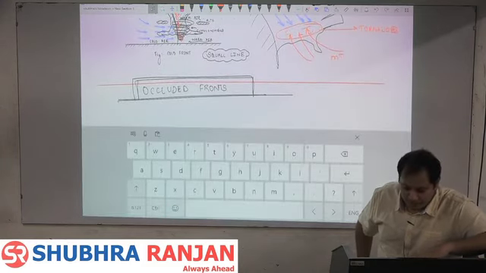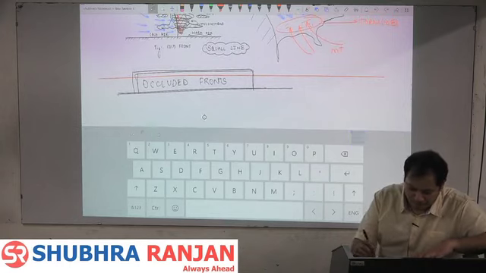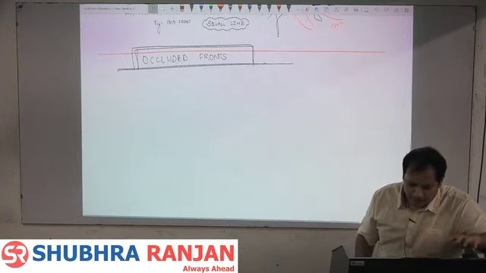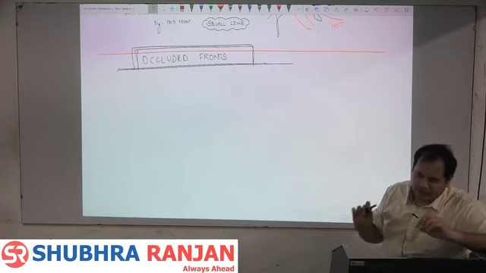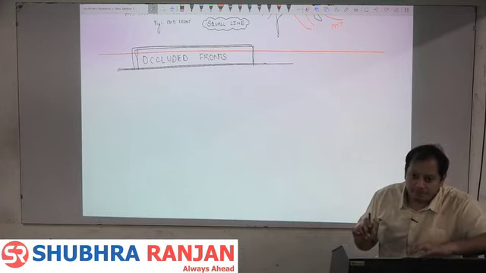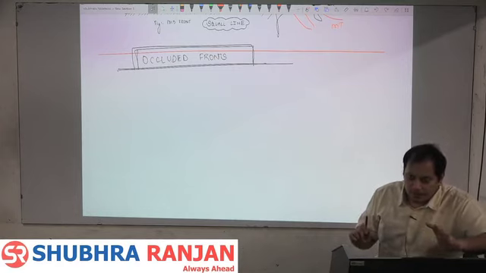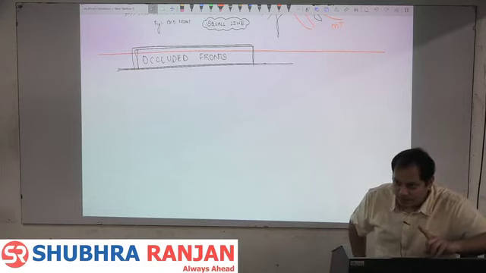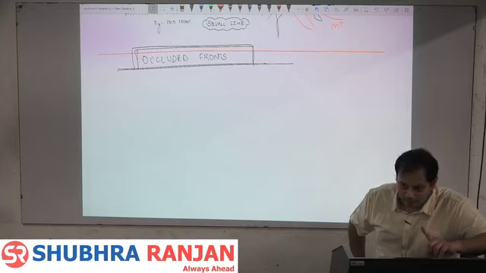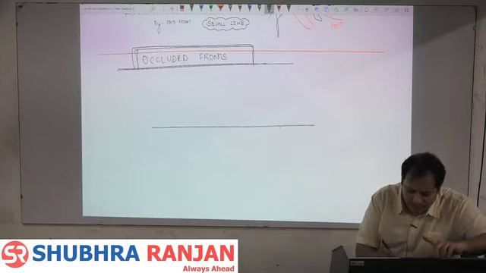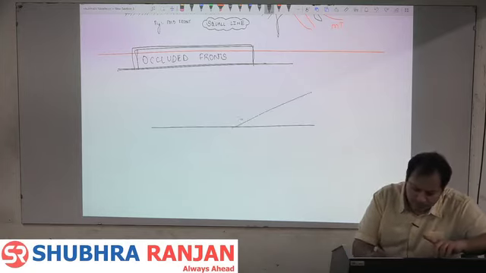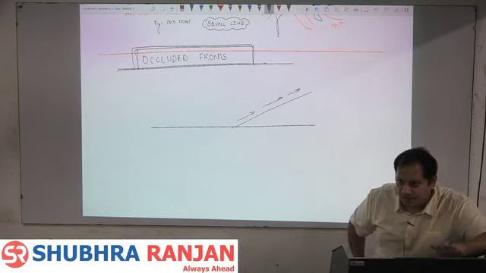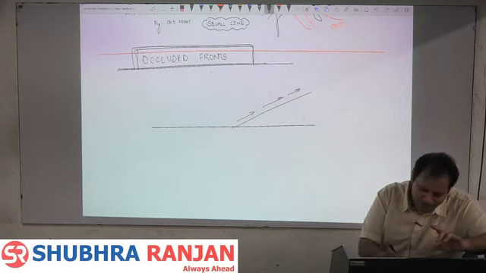Occluded fronts. थोड़ा टेक्निकल है ये. What happens in the warm front? Which air is going upwards? Warm air is going upwards. So can I say in the warm front, this is how the warm air is going upwards? What happens in the cold front? Warm air is going upwards along a steep slope.